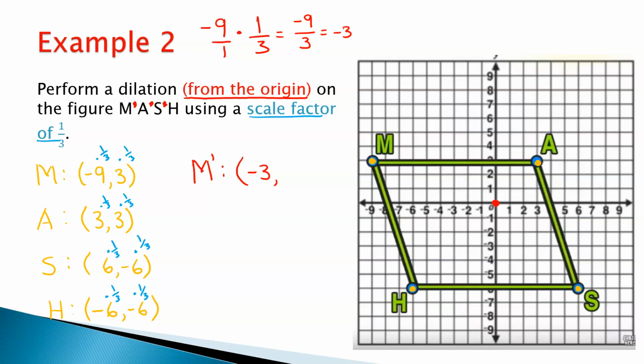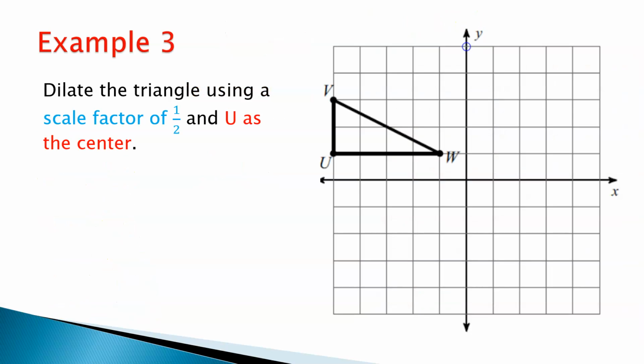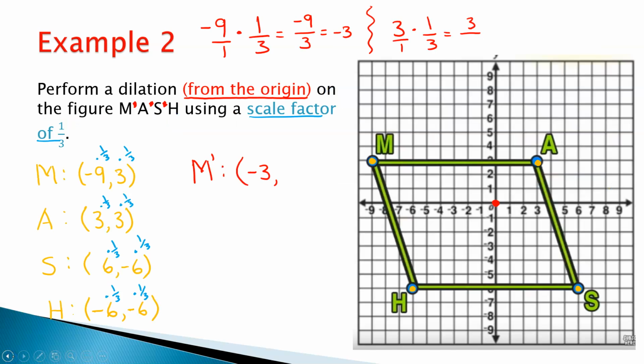All right, let's do that one more time with the y. The original y was 3. We're going to multiply it by 1/3, right? That's 3/1. Multiply across your numerator, multiply across your denominator. 3 times 1 is 3. 1 times 3 is also 3. So 3 divided by 3 is going to give us 1. So that is our new M prime coordinate, -3, 1.